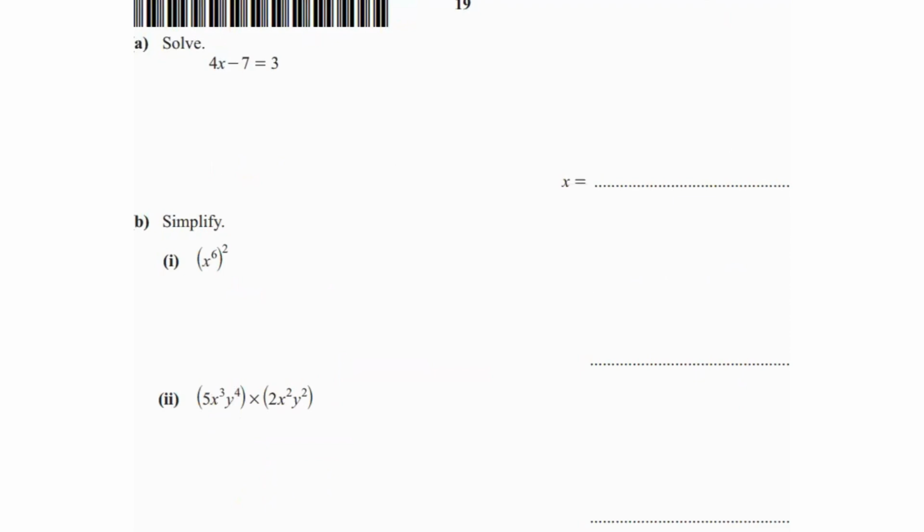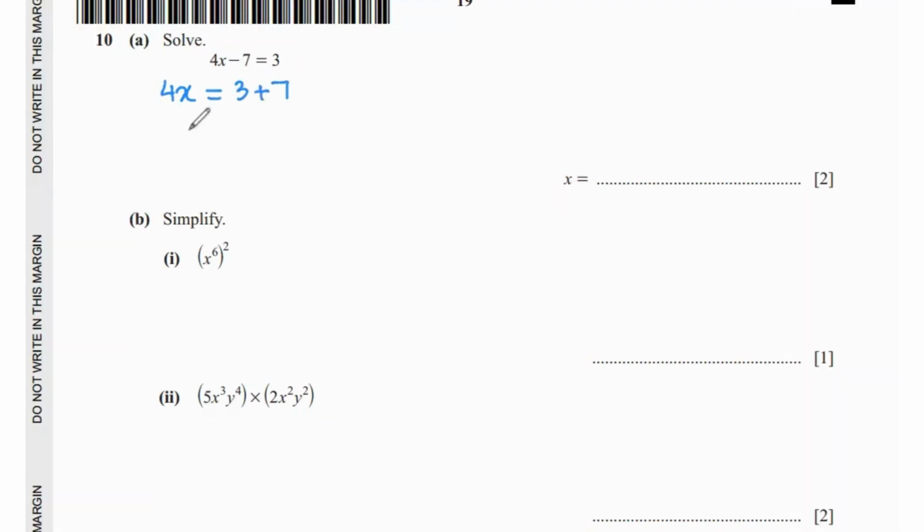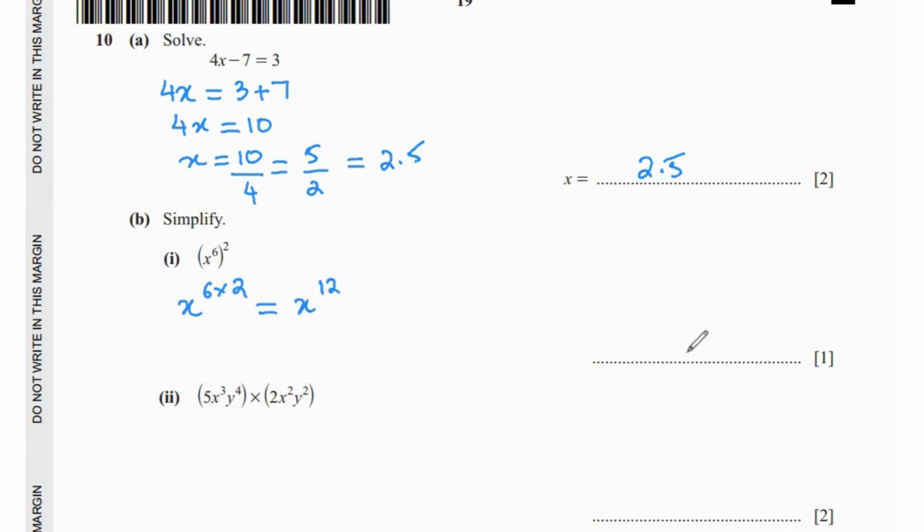Then it says solve 4x minus 7 equals 3. So you make 4x the subject by taking 7 to the other side. So 4x equals 10, x equals 10 over 4, and that is going to be 5 over 2, or 2.5. Then simplify x to the power of 6, whole power 2. As we said, whenever there's a power outside the bracket and inside the bracket, we multiply them. So that's going to be x to the power of 6 times 2, which is x to the power of 12.